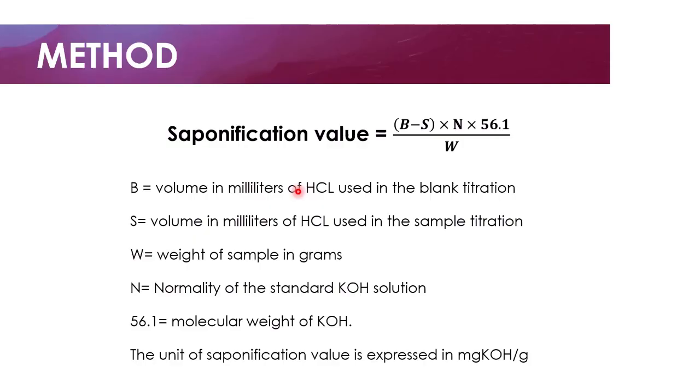Where B is the volume in mils of HCl used in the blank titration, and S is the volume in mils of HCl used in the sample titration. W is the weight of sample in grams. N is the normality of the standard potassium hydroxide solution. And 56.1 is the molecular weight of potassium hydroxide. What you also have to note is that the unit of saponification value is expressed in milligrams of potassium hydroxide per gram.